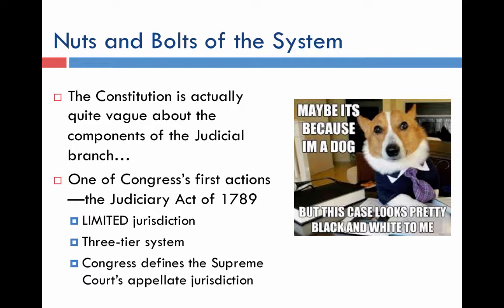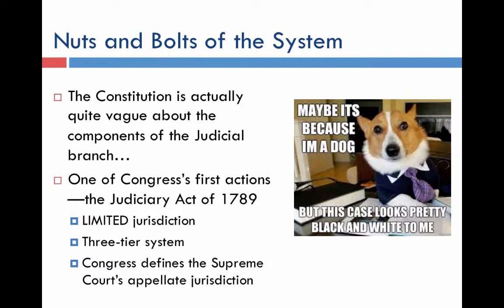So one of Congress's first actions was the Judiciary Act of 1789 to set up the system of jurisdiction of the federal courts and just the court system as a whole. So, some things to remember that come out of the Judiciary Act of 1789. First, federal courts have limited jurisdiction. That means they can only hear certain cases. They cannot hear every case. So when people say, hey, don't make a federal case out of it, the reason is that most things are not a federal case.